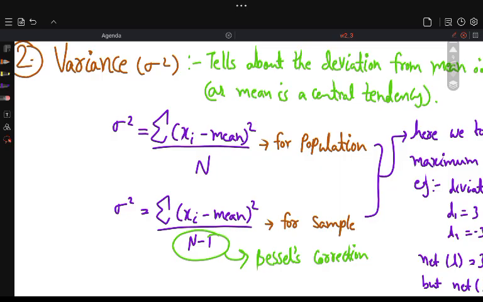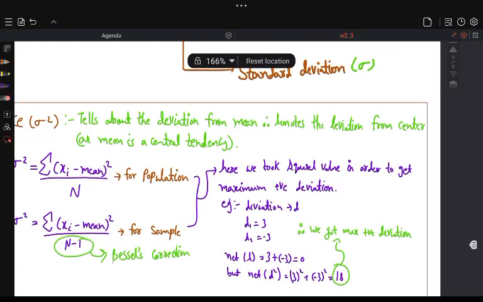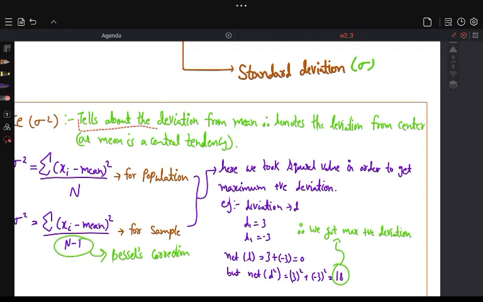But consider a fact. So let's see this definition. It tells about the deviation from mean, that is, it denotes the deviation from the center. You understood the fact that as it is subtracting from mean, it is a deviation from the mean. And as we know, the mean represents the measure of central tendency, so it is a deviation from the center. So the variance represents nothing but the deviation from the center, hence it is a measure of deviation.